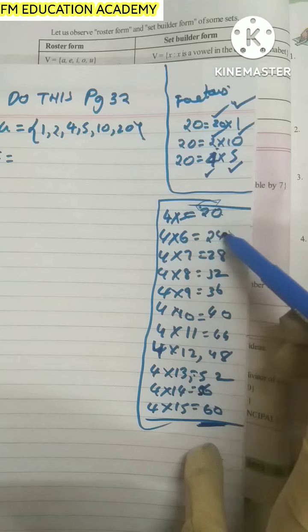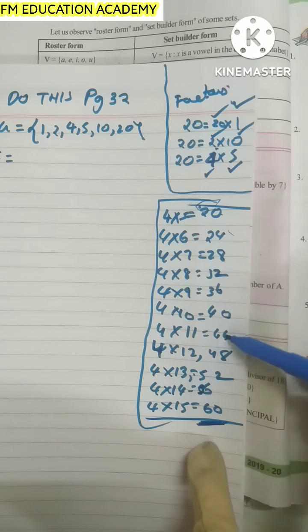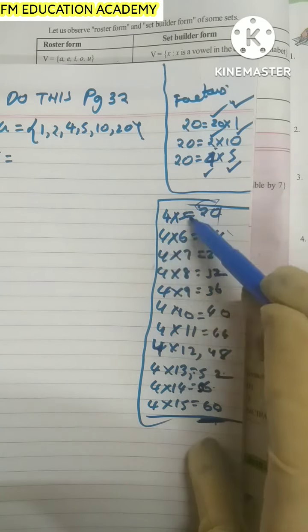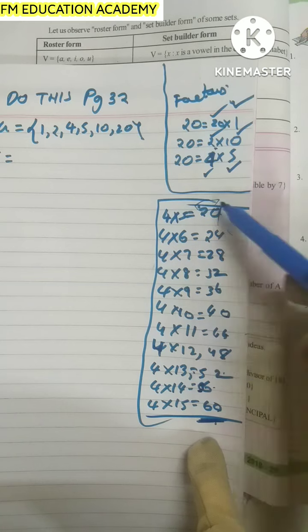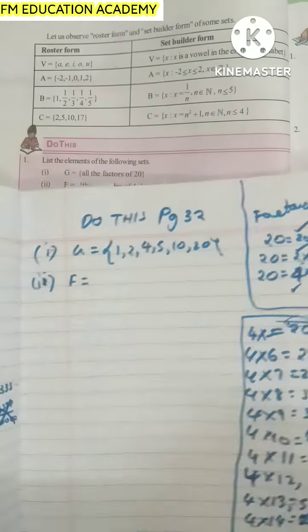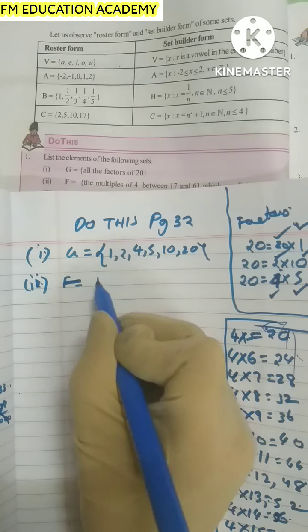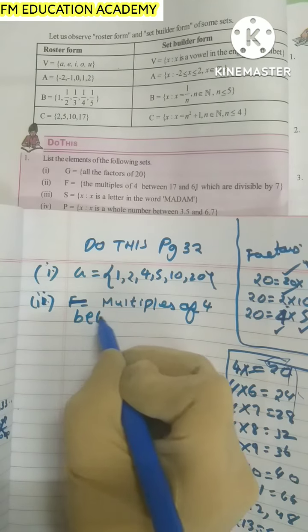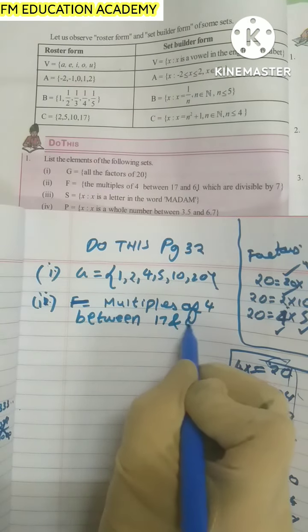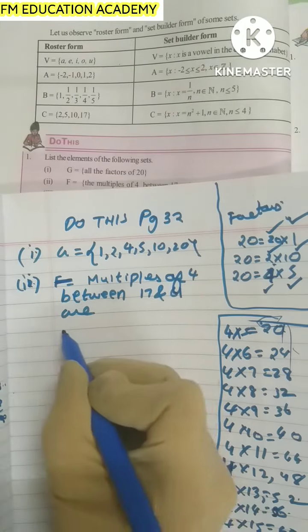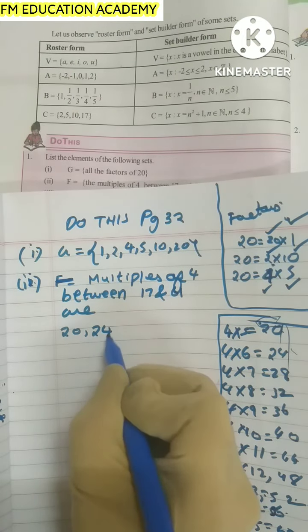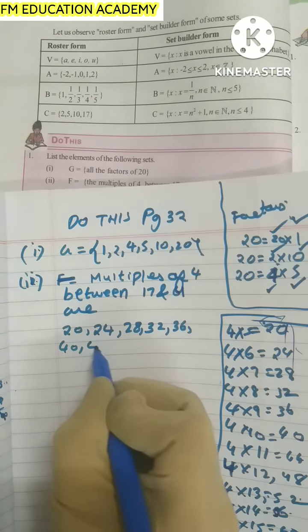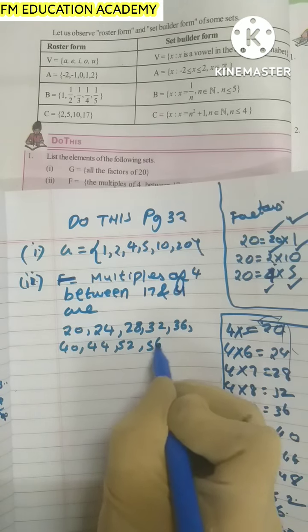These are called multiples: 20, 24, 28, 32, 36, 40, 44, 48, 52, 56 and 60. These will be called factors: 4, 5, 6, 7, 8. These are called factors and these are called multiples. Okay, so before writing the set, I'll write multiples of 4 between 17 and 61 are these numbers: 20, 24, 28, 32, 36, 40, 44, 48, 52, 56, 60.